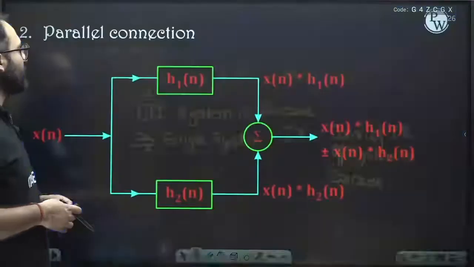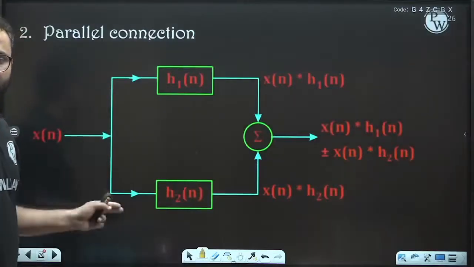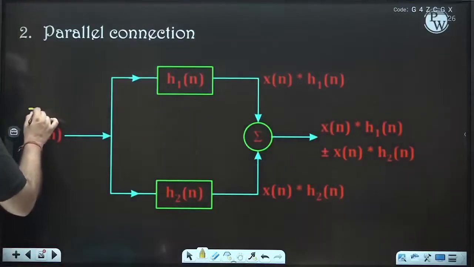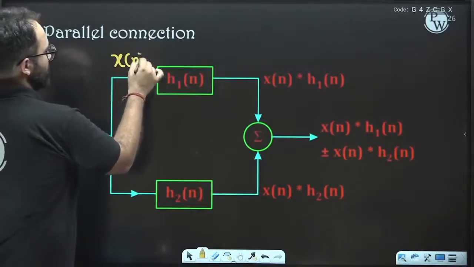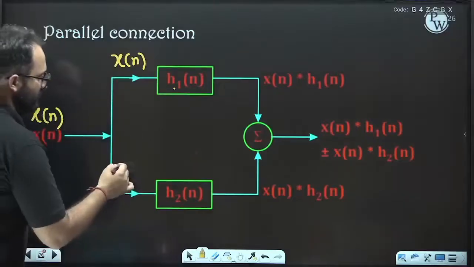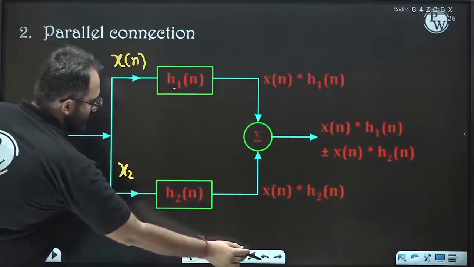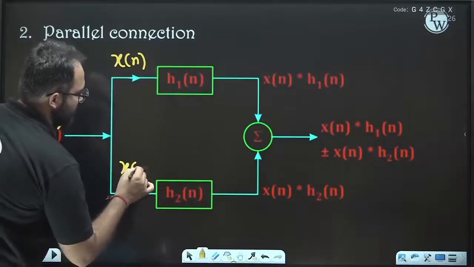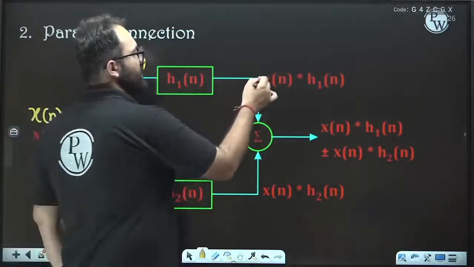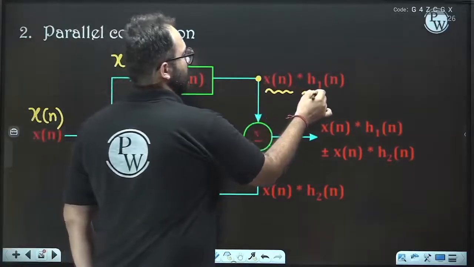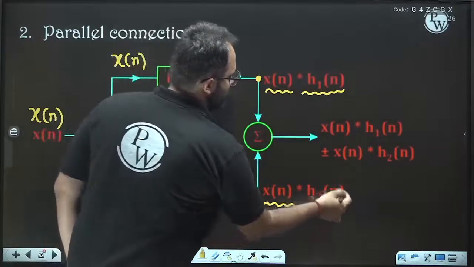Great. Now the next point, if we have two systems in parallel like this. If the input is xn, this xn will go here, to the system with h1n impulse response. Input is xn for this system as well, which has impulse response h2n. So here we get xn convolve h1n. Here we get xn convolve h2n.